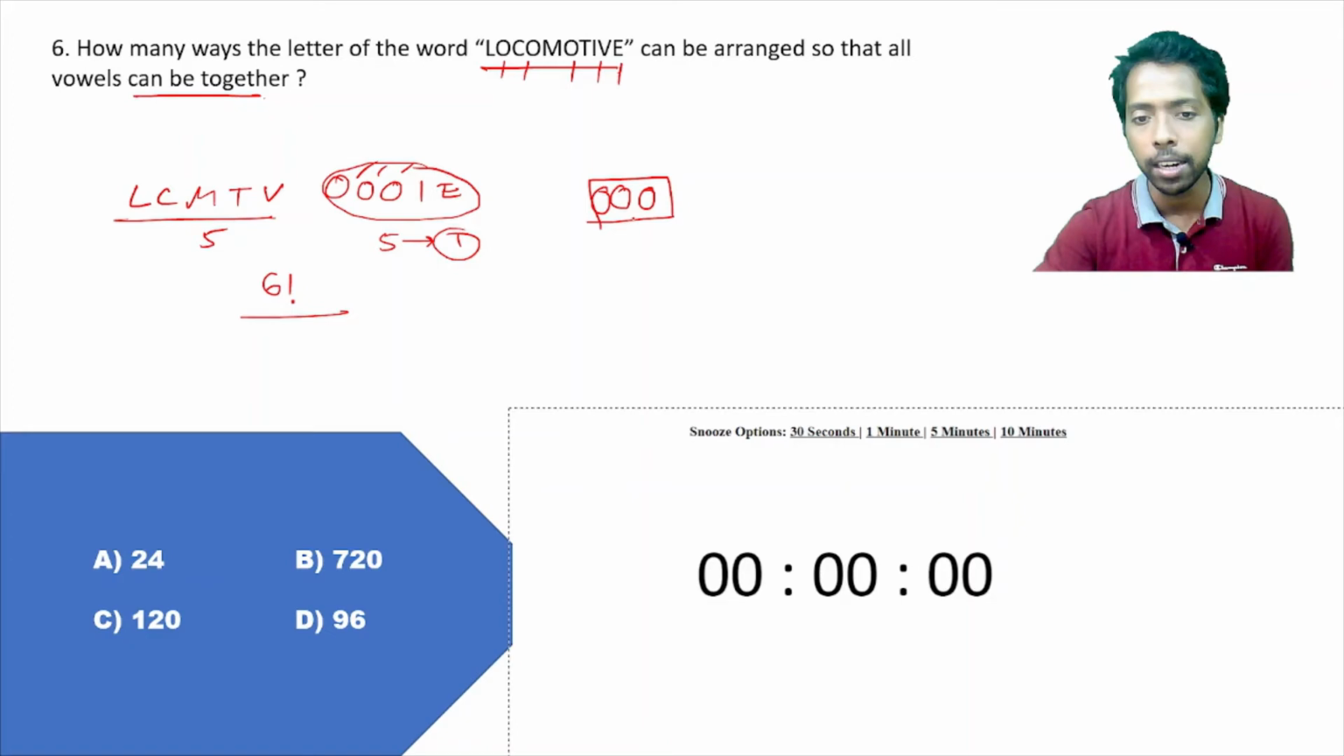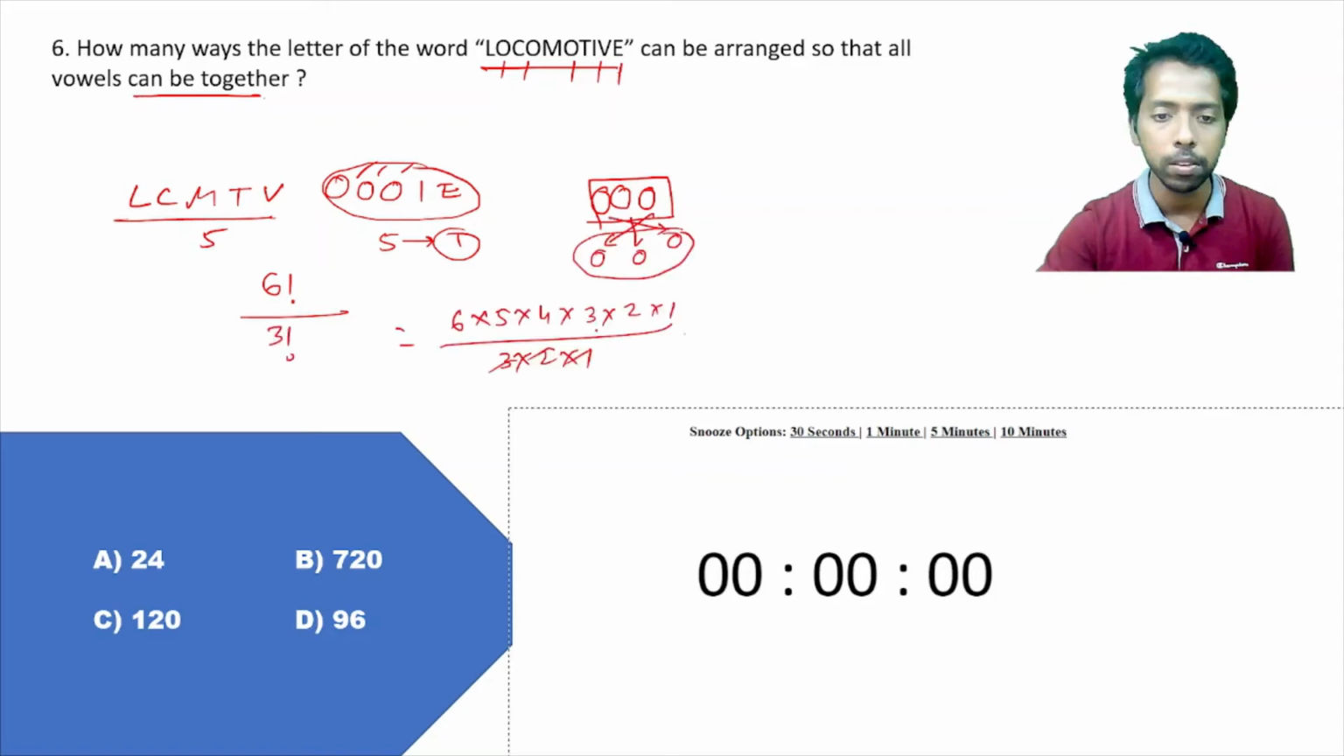Now, define this 6 factorial. How do we write this? 6, 5, 4, 3, 2, 1 in consecutive multiplication. Now 3, 2, 1 in the denominator. Now 3 and 2 are gone. So this is 20 into 6, which will give us 120 ways. Right. So option C is the correct choice. Right. Moving to the next one. Question number 7, and here's the timer for you.